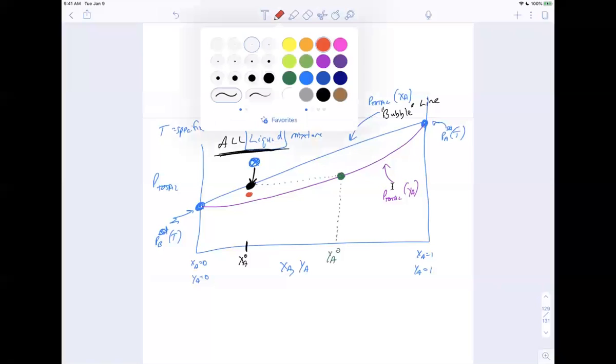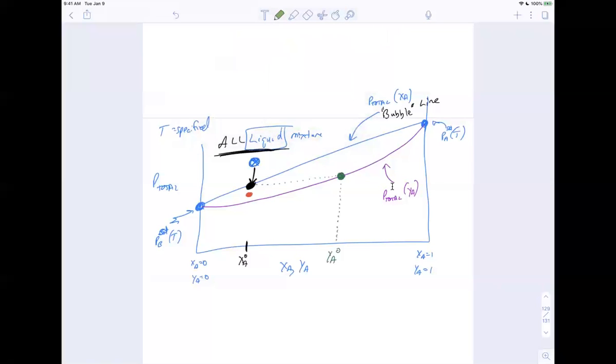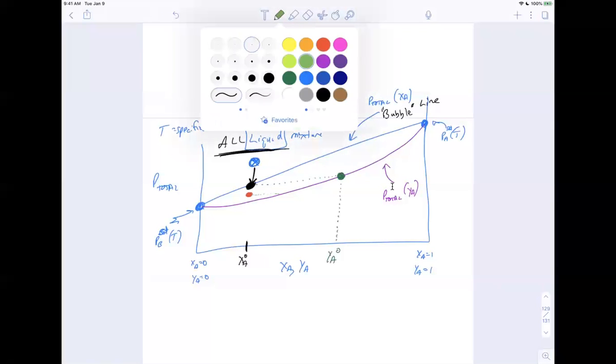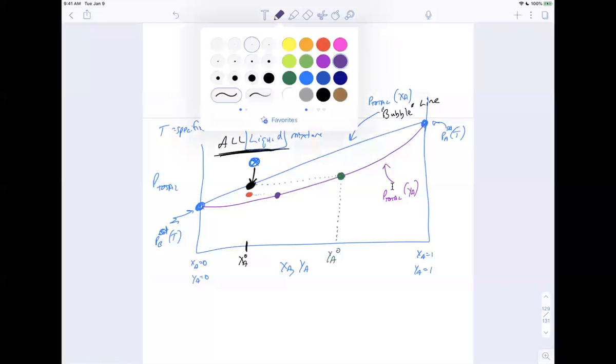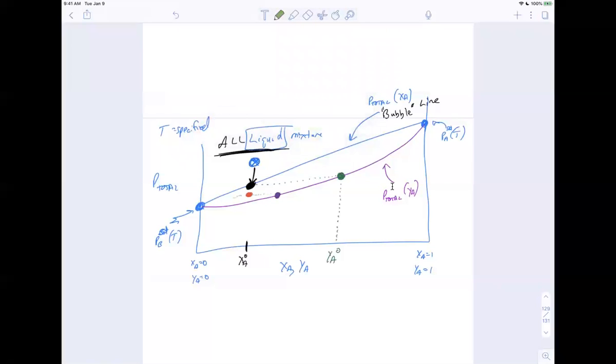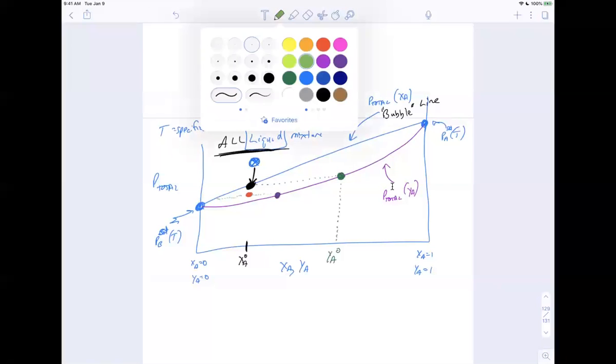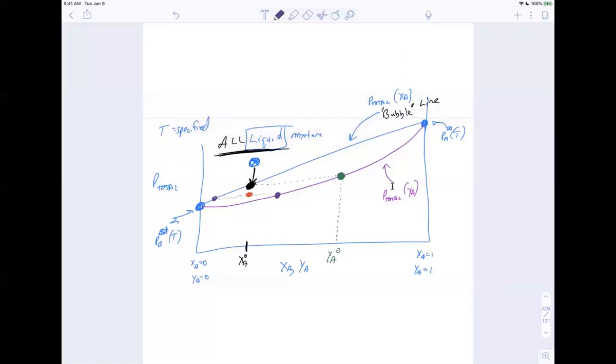So in this case, if we move horizontally this way, we'll hit this curve. We'll hit this guy. And if we move horizontally the other way, we'll hit this guy. And those two dots, I'll represent them with triangles. Those are going to represent the liquid and vapor compositions once we reduce that P total to the value that's shown by that red dot, if you read it across.